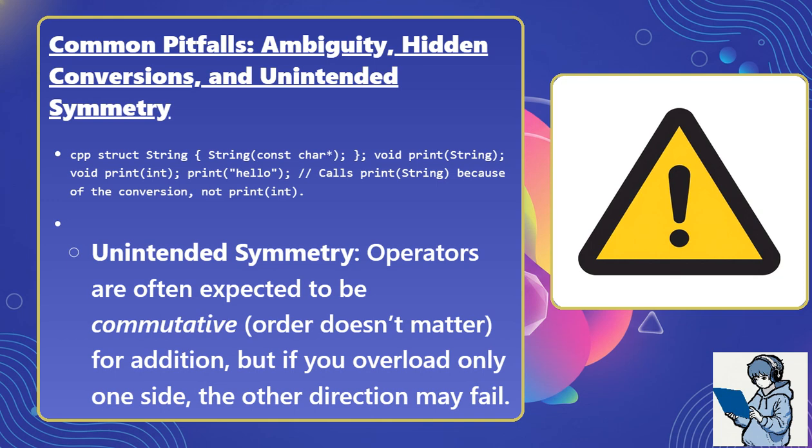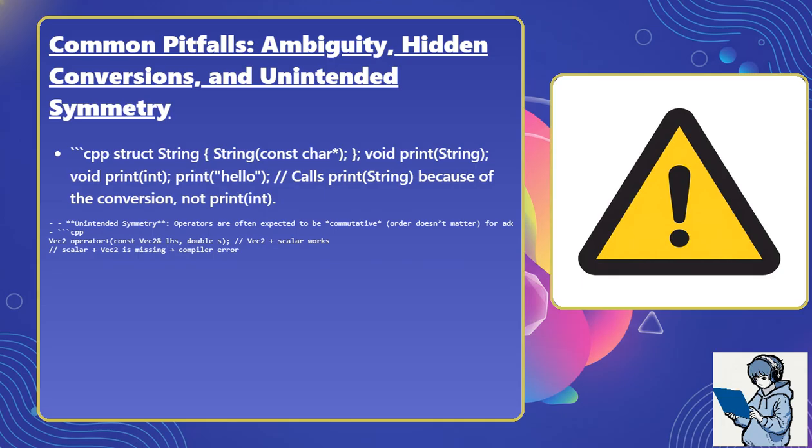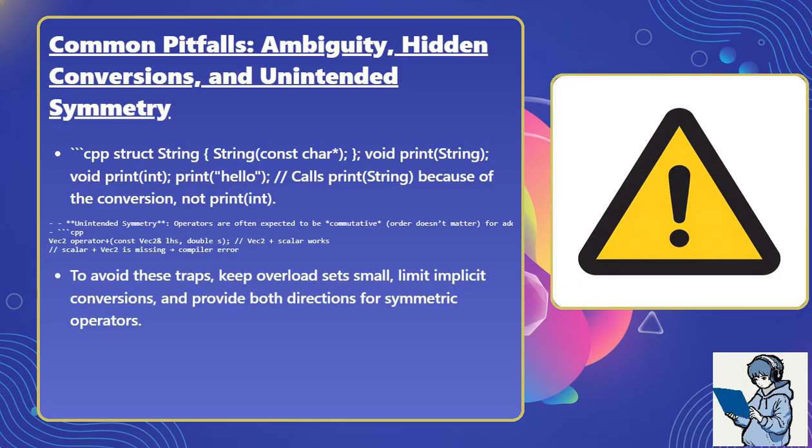Unintended asymmetry. Operators are often expected to be commutative. Order doesn't matter for addition, but if you overload only one side, the other direction may fail. Vec2 operator plus with left-hand side vec2 reference and double s. Comment: vec2 plus scalar works. Comment: scalar plus vec2 is missing, compiler error. To avoid these traps, keep overload sets small, limit implicit conversions, and provide both directions for symmetric operators.